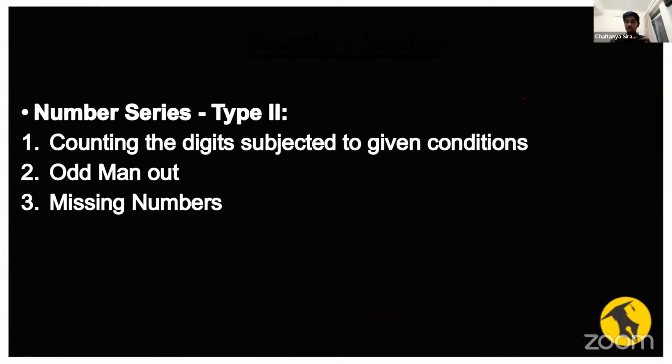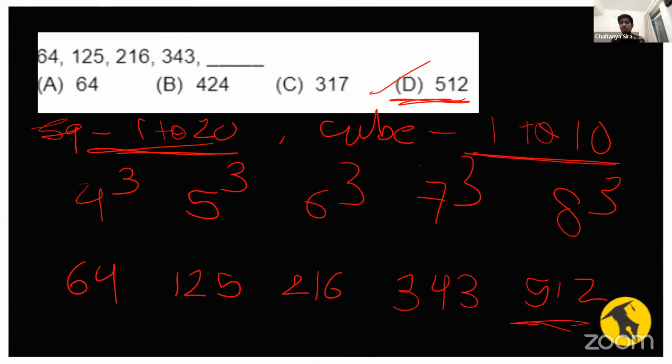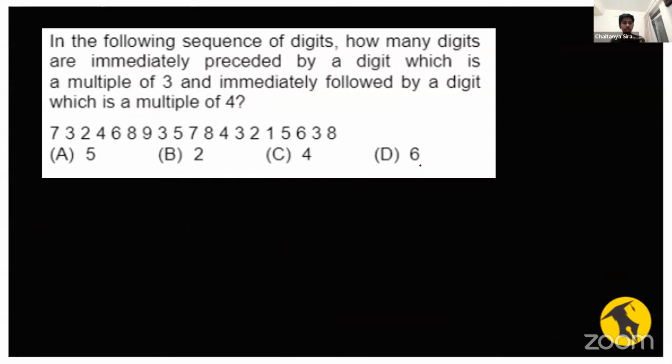Okay, let's move to the next group of topics. It is counting the digits, odd man out, and missing terms. The counting digit question I gave as homework. We will be solving one question related to it, in terms of numeric numbers. What I gave was a letter series, so you can relate to it that way. All right, what does the question ask me?